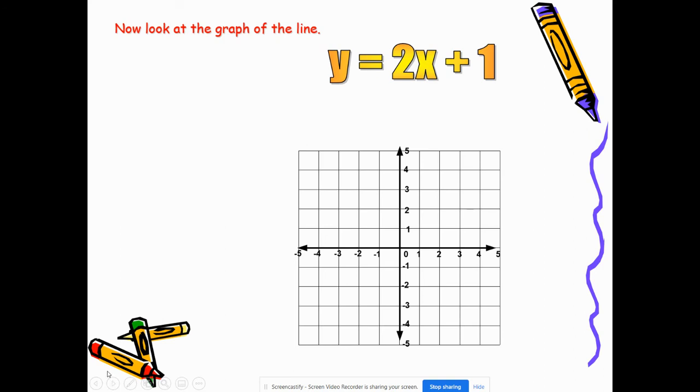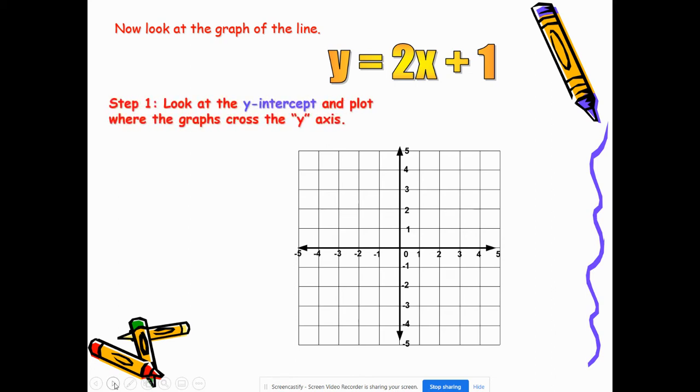So just taking a look at the graph of this line, y equals 2x plus 1, the first thing you want to do is plot your y-intercept. So you're going to focus on the constant number, which is positive 1, and that's going to be your first point on the y-axis.